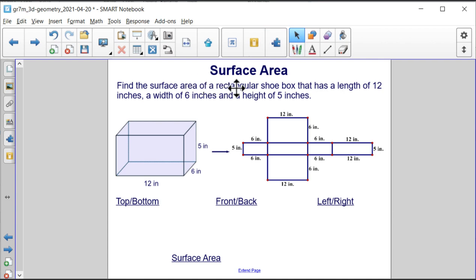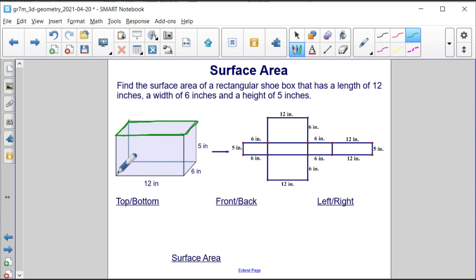Find the surface area of a rectangular shoebox that has a length of 12 inches, a width of 6 inches, and a height of 5 inches. And here's a diagram that is shown. And here's also what it looks like if we were to unfold it and create its net.